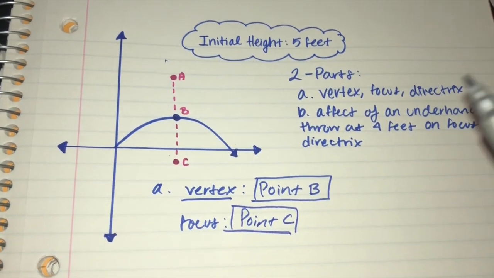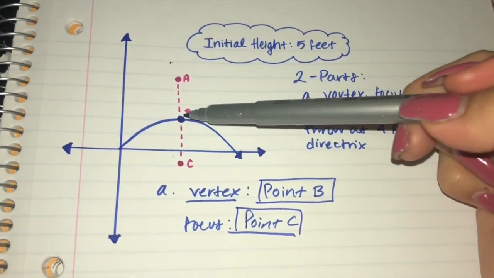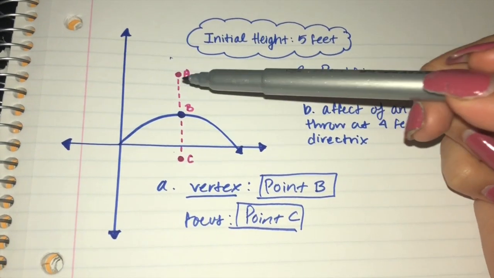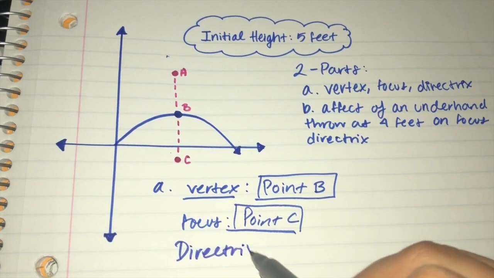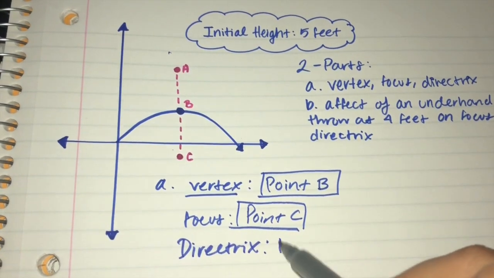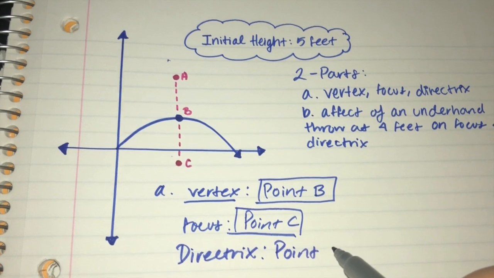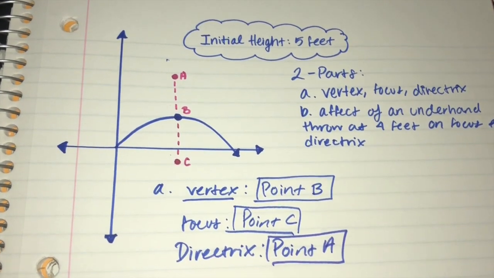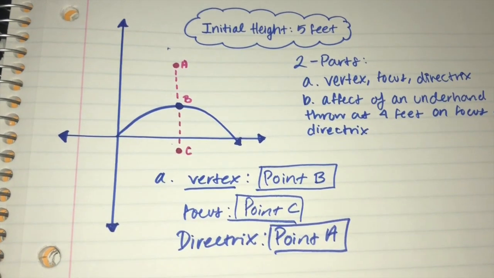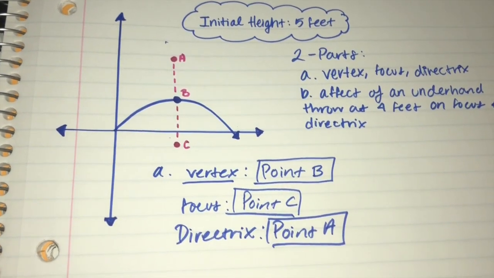And because there is no other point left and it's right directly behind the vertex, that is the directrix. And excuse me for the bad handwriting. It's just easier for me this way. That would be point A. Pretty easy, really self-explanatory. You just have to look at the chart and know what you're looking at.